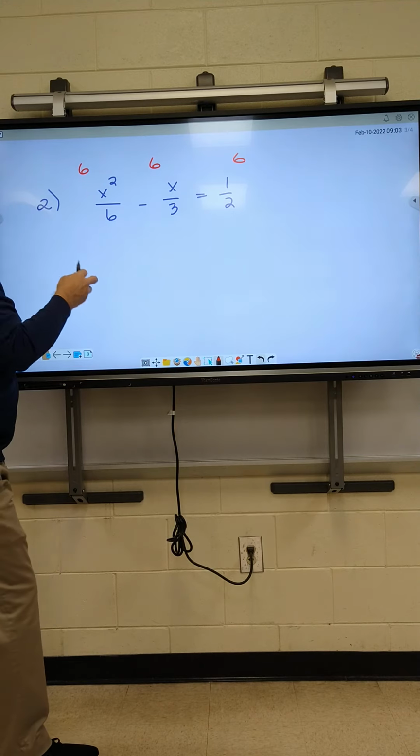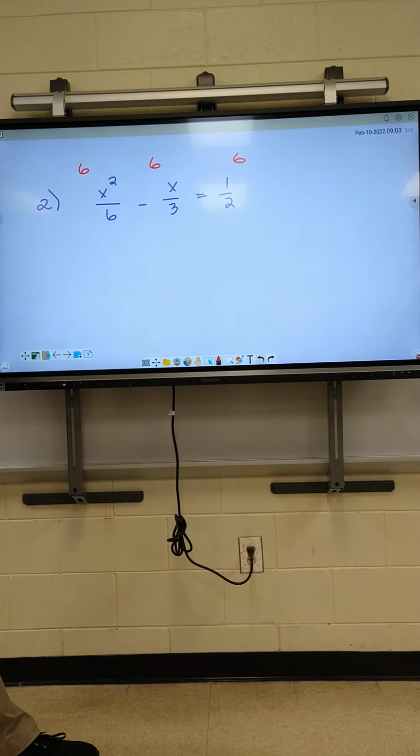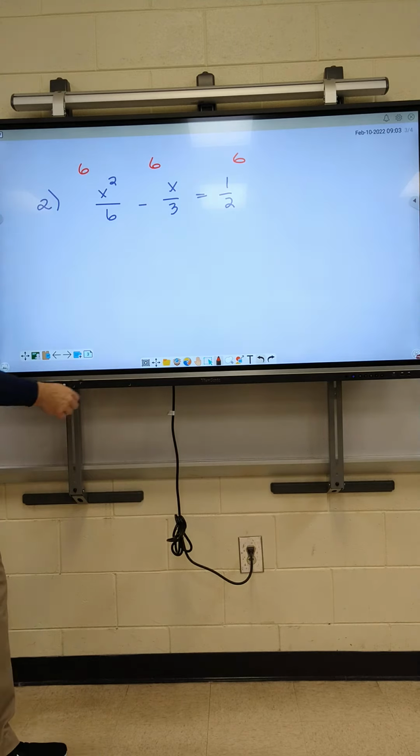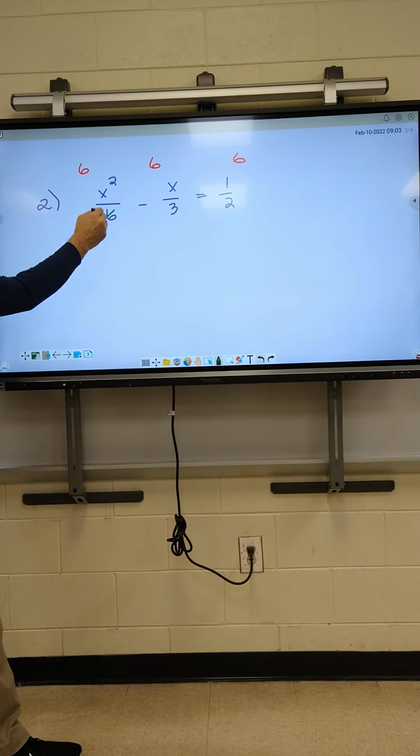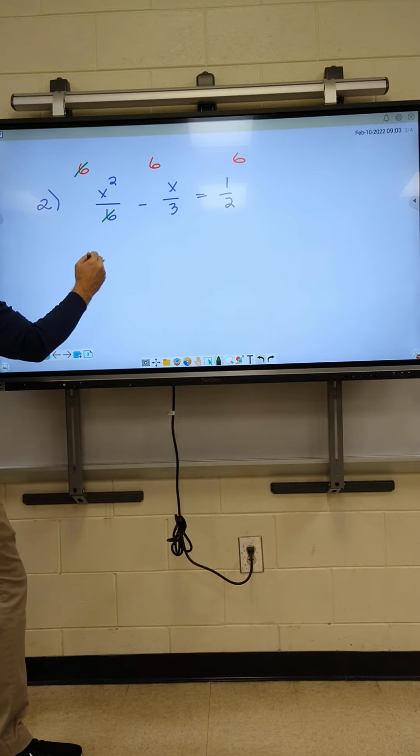What if the little numbers didn't go? Then you would have to write them both up here in the common denominator, and we'll see one like that in a minute. Okay? All right, so now let's go through and let's cross everything out so we can get rid of the fractions. 6 cancels out 6, right? So what do I bring down? X squared. Yeah, you just bring down what's on top.